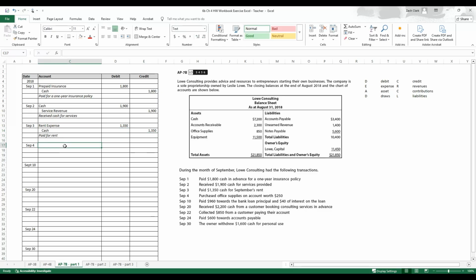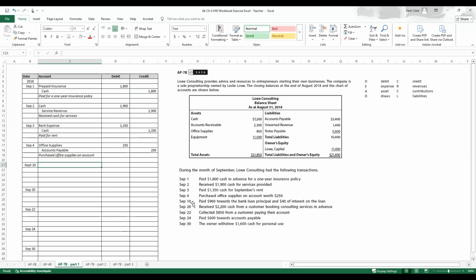Okay. All right, September 4th, we purchased office supplies on account worth $250. That's important. So office supplies are an asset, and so we want to increase that with a debit. And then on account tells us we didn't pay the cash yet. So we have accounts payable. We have a liability that we're going to owe. And we're going to say purchased office supplies on account. And how much? $250.